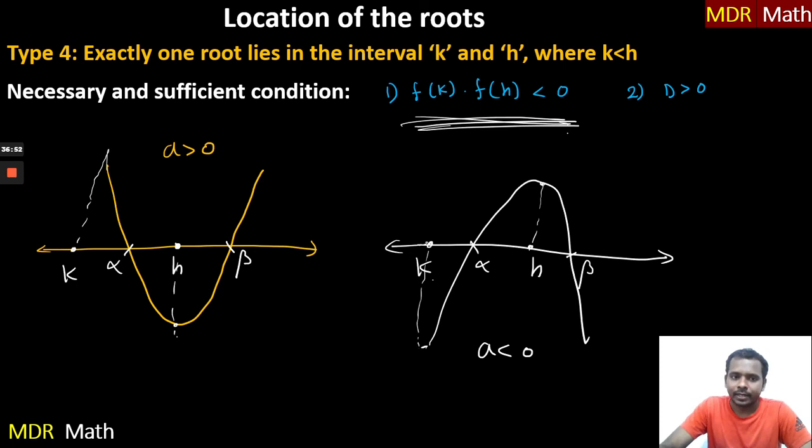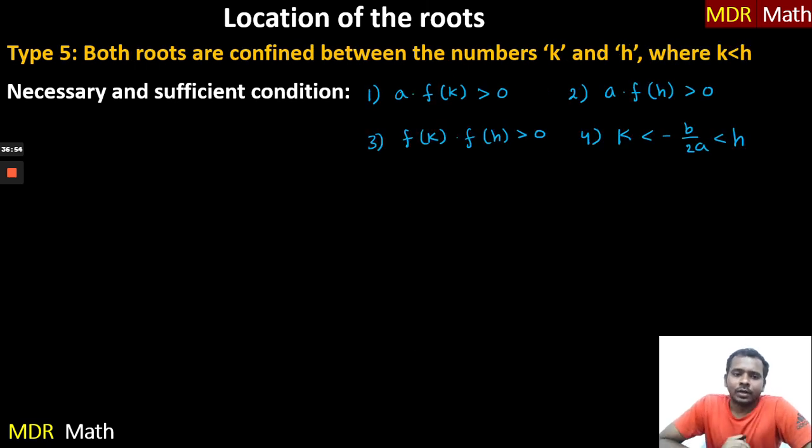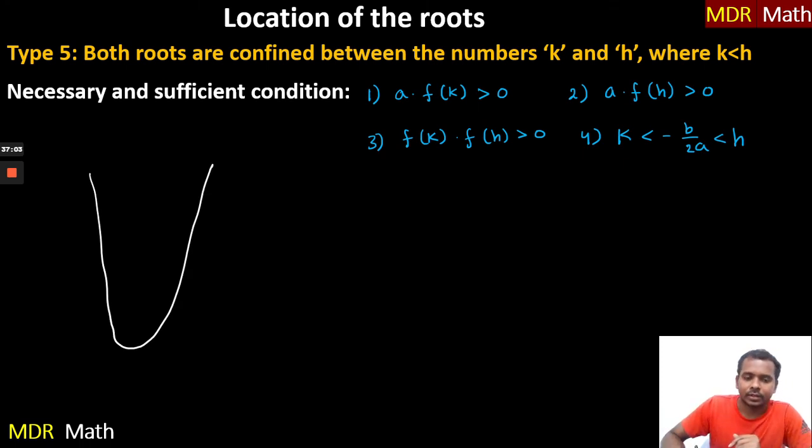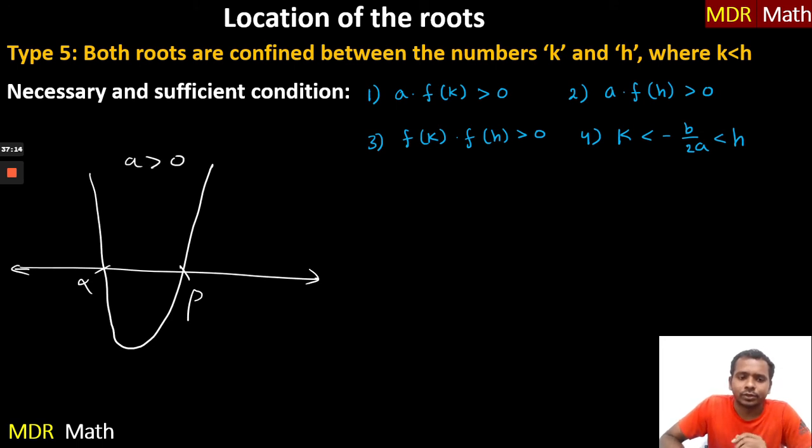Now let's go to the 5th: both roots are confined between the numbers k and h. This is very interesting. So you can see here, let's say we have alpha and beta where a greater than 0, right? So let's say that k is here and h is here. Both the roots are confined between k and h.